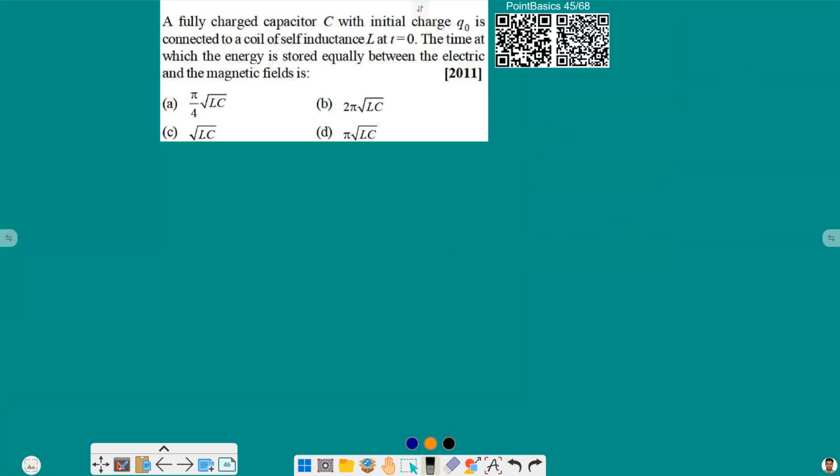A fully charged capacitor with initial charge Q0 is connected to a coil of self-inductance L at t equal to 0. The time at which the energy stored is equally shared between the electric and magnetic field is? So we have to find the time when the energy stored is equal between the electric and magnetic field.